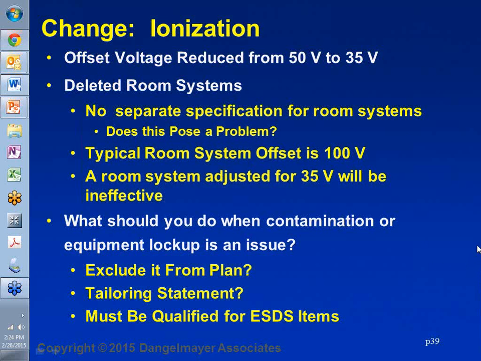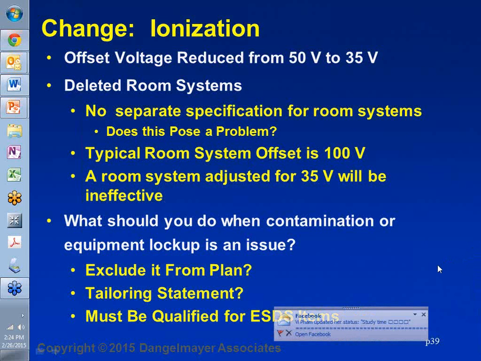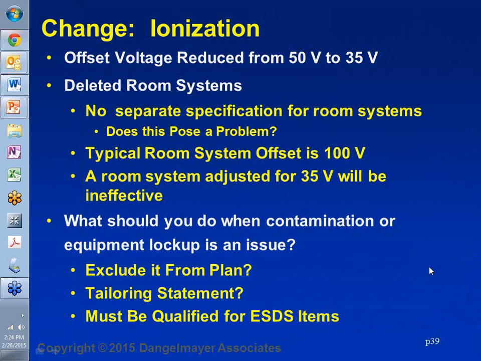They deleted room systems, and now there's no specification for room systems. And the question is, does this pose a problem? Because a typical room system offset is about plus or minus 100 volts. And if you were to adjust a room system for plus or minus 35 volts, it would probably be ineffective. And many room systems are not used for ESD control. They're used in factories for contamination control or when ESD caused equipment lockup is an issue.